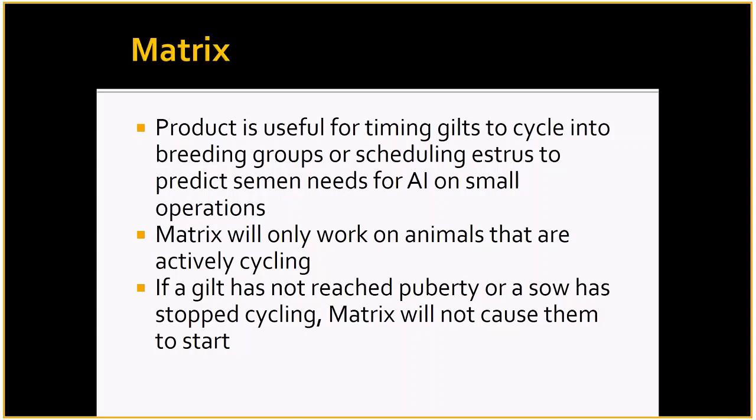So this is useful when you're timing gilts to cycle into breeding groups, or when you're scheduling estrus to predict the semen needs on smaller operations. This is only going to work on animals that are actively cycling. If a gilt has not reached puberty or the sow has stopped cycling, this is not going to work. It's not going to make them start. They have to already be cycling.